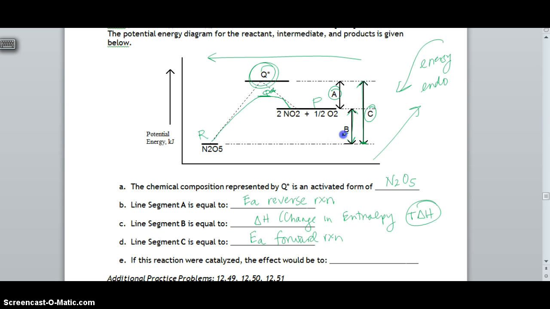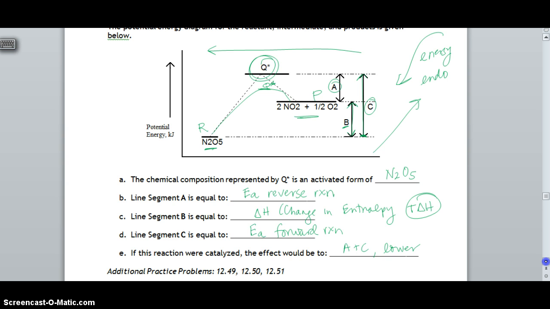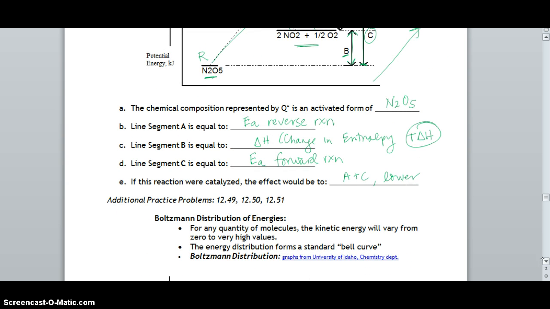And would it change anything about B? I think we had this on a previous test when we were doing thermo. B doesn't change. So adding that catalyst doesn't change anything about the energy of the reactants or the products. All it changes is the hump. And so we would have changes in A and C, and they would be lower. But our delta H would not change.